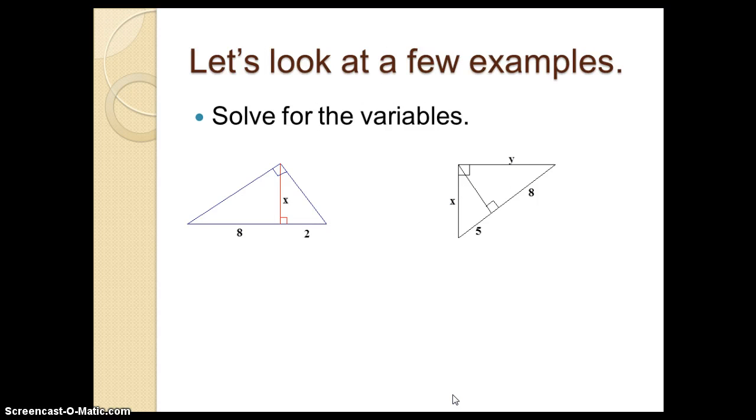Solve for the variable. Well, we know that the altitude is the geometric mean of the two pieces of the hypotenuse. So 8 is to x, as x is to 2. X squared is 16, so our altitude is 4.